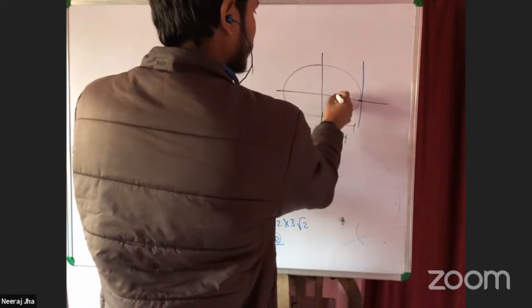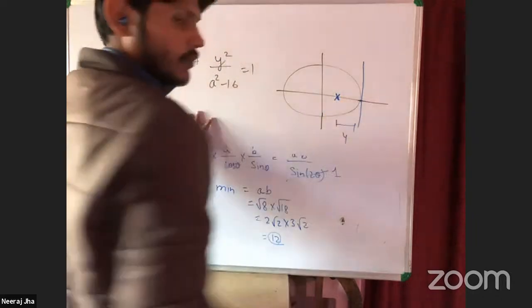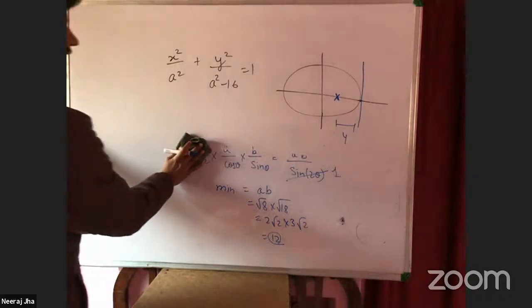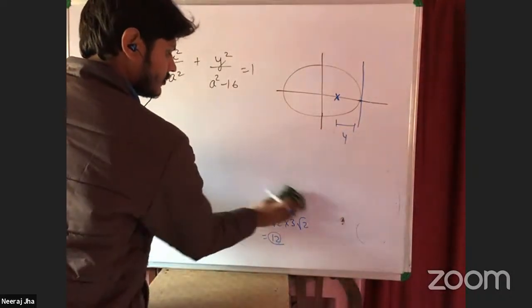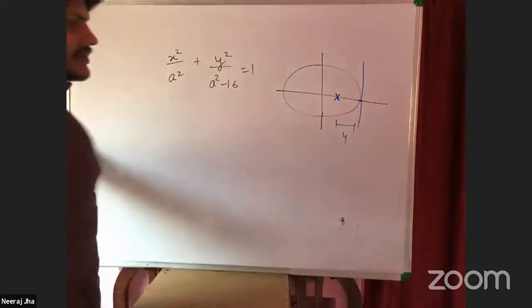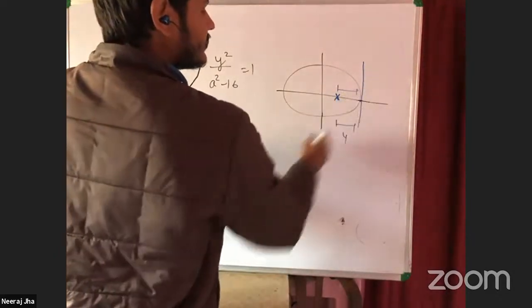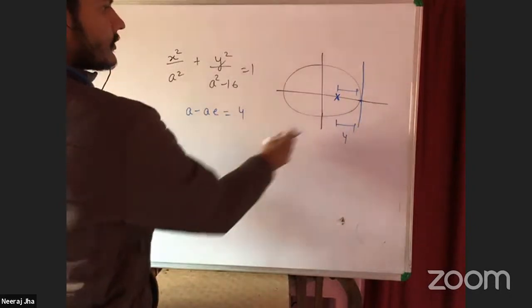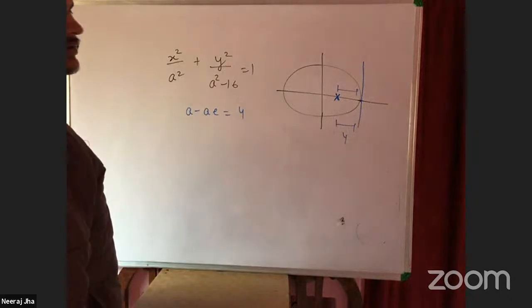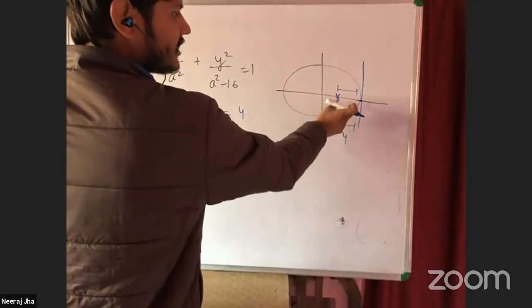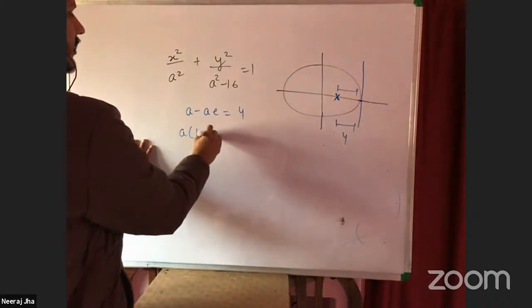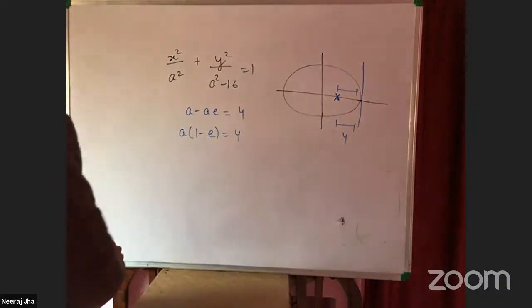And now what they are asking is the length of the latus rectum. For the length of the latus rectum, we want B and A and eccentricity also. Chalo, what is this distance, beta? This distance is A minus AE is equal to 4. This total distance is A and this is AE. So A minus AE is, take A into 1 minus E, is equal to 4.